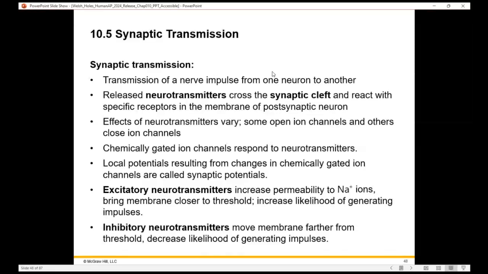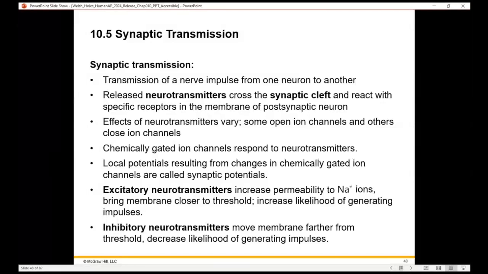Okay, in synaptic transmission, we have transmission of a nerve impulse from one neuron to another. Released neurotransmitters cross the synaptic cleft and react with specific receptors in the membrane of the postsynaptic neuron. The effects of neurotransmitters vary. Some open ion channels, others close ion channels. Chemically gated ion channels respond to neurotransmitters. Local potentials that result from changes in chemically gated ion channels are called synaptic potentials.